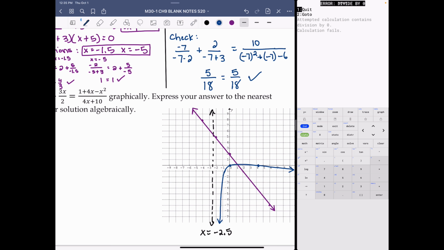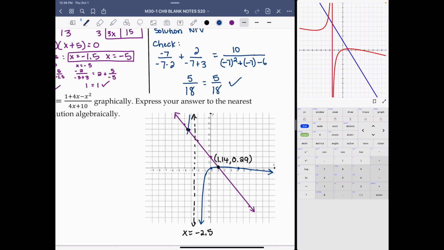1.14 rounded to the hundredths place, and y is 0.29. And the next point is negative 3.34, and the y value is 7.01. So about here. Going back to our graph, this side looks something like this. And this intersection point was negative 3.34 and 7.01.